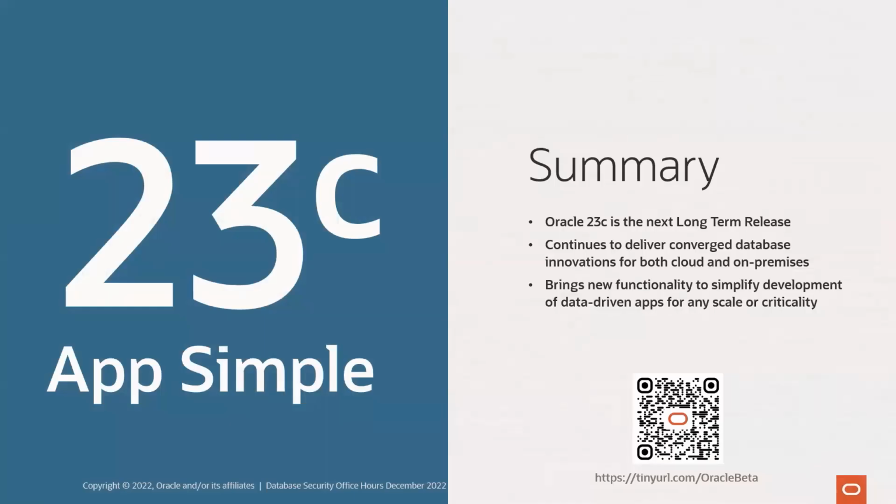And if you haven't joined us, take a look at our 23C beta program. 23C is the next long-term release of the Oracle database. You can sign up to see if you'll be selected for the beta program at tinyurl.com/oraclebeta, or use that QR code on the page there. It's codenamed App Simple because of the additional focus on development that we've put on this release. There's a lot of good security features, but there's a lot of emphasis on making things simpler for developers. If you're developing in JSON, we've got a lot of new capability there. Take a look at it.